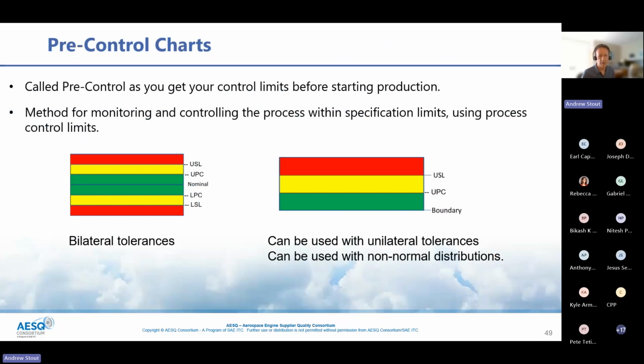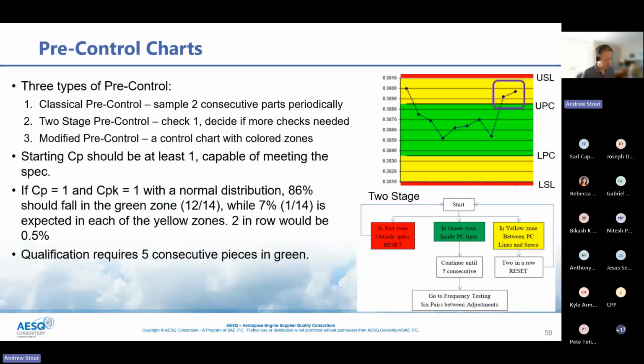They also work for unilateral tolerances, which are shown on the right. And typically half of the tolerance is shown with a green band, and the remaining tolerance is with yellow, and then out of tolerance is in red. And there are three different ways of applying pre-control.